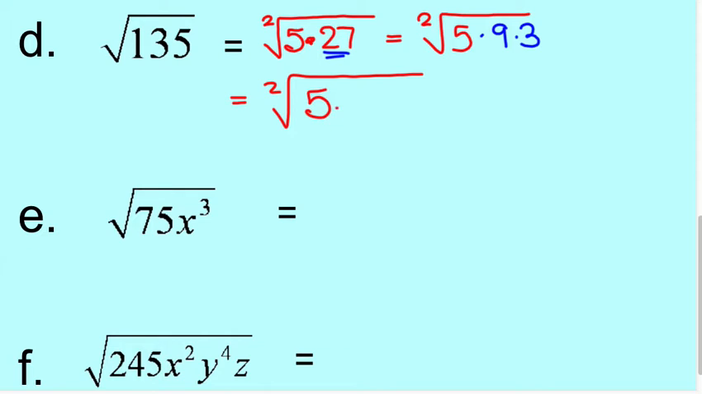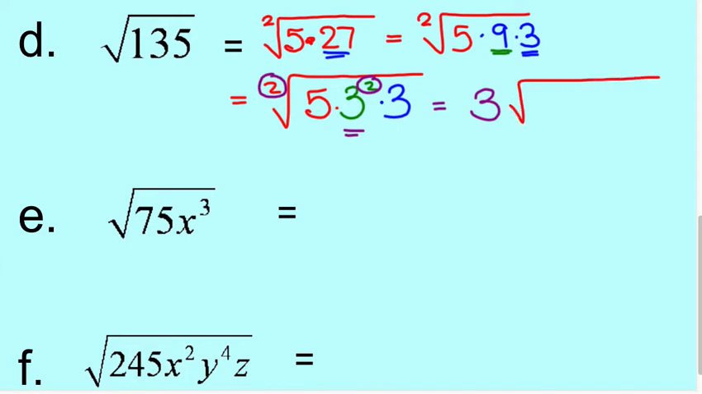Five, and now I'm going to break apart this 9 as 3 squared, and then I have this number 3 left. All right, do I have a perfect square in there? Yes. This 2 and this 2 match up, so we're going to bring out a 3, and then what stays underneath is everything that is not raised to the second power. So this 5 and this 3 will stay underneath.